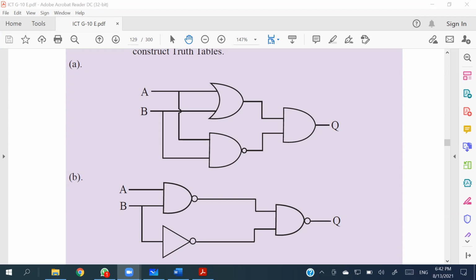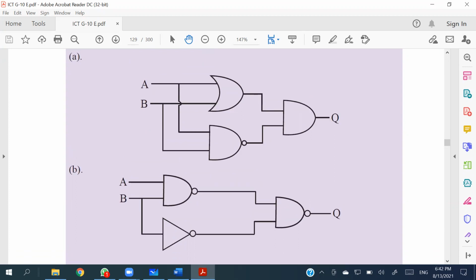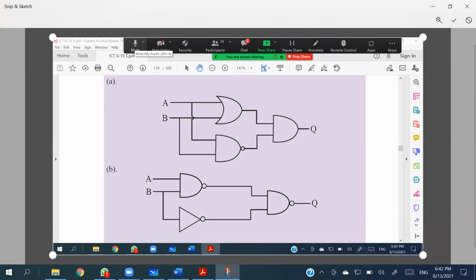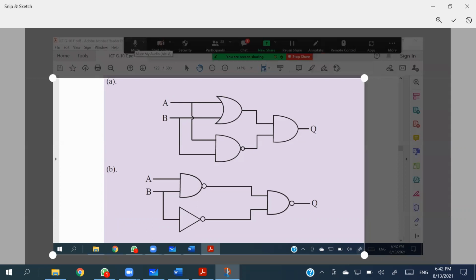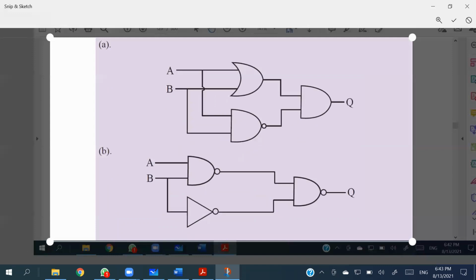Right, people, I'm going to start doing the first one, the A part. Yes, Rusira. An OR gate can take many inputs, more than 2. The minimum inputs that an OR gate can take is 2, and the maximum can go higher. It can have two, 3, 4 and a lot more.